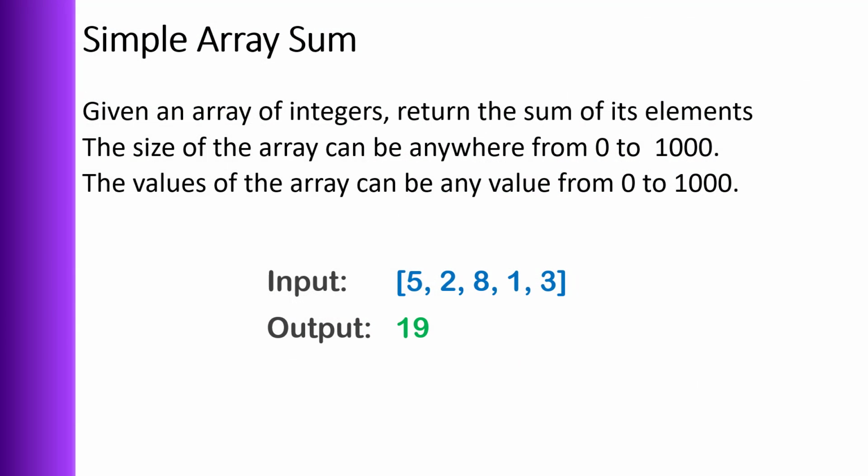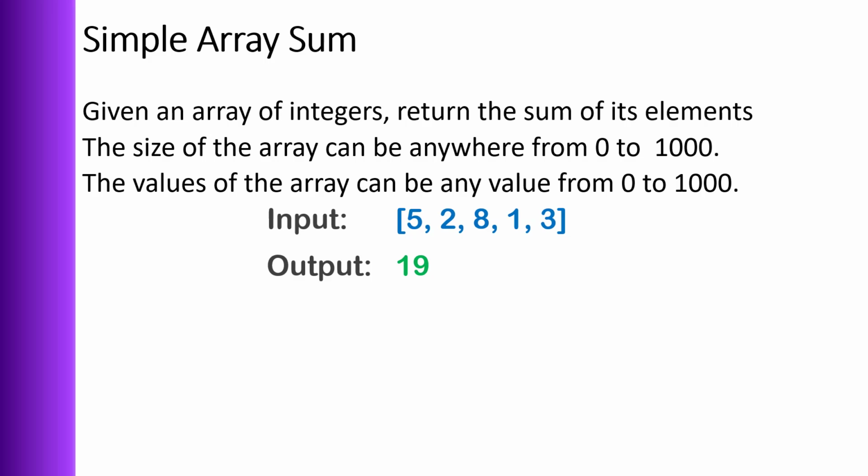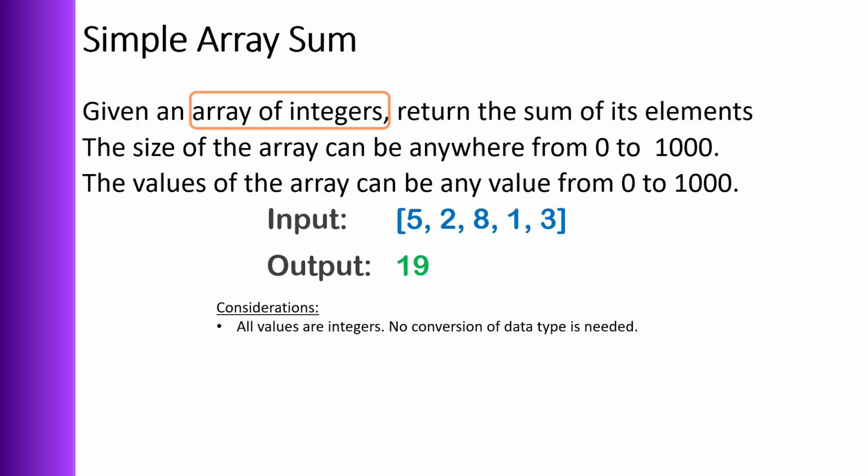So here we are given an array of integers as mentioned earlier. Some considerations about that: all values are integers. Because we are given an array of integers, we are not given an array of objects, which could be anything from strings to characters to integers, so we are quite sure that all of the values are numbers. So we don't need to convert the data type anymore.